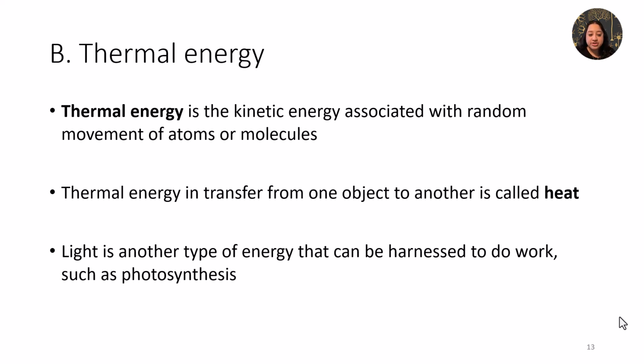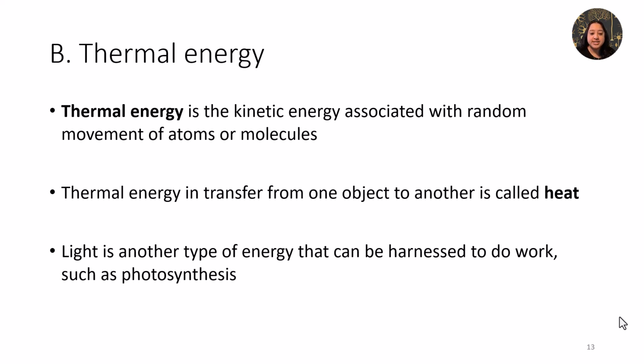And so thermal energy in transfer from one object to another is called heat. Like this coffee that's still a little bit warm has thermal energy, because there's transfer of thermal energy from the coffee to the cup and then from the cup to my hand. So that's technically what heat is: the thermal energy in transfer from one object to another.